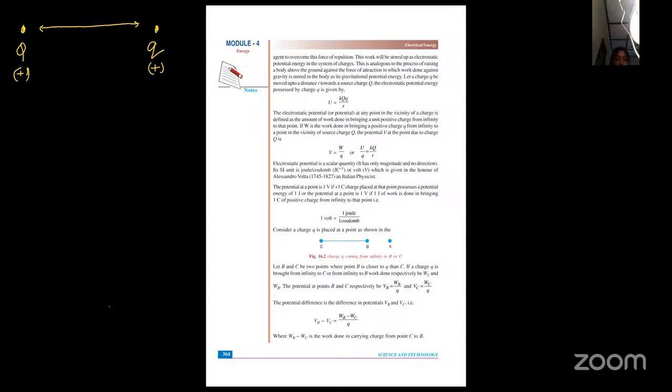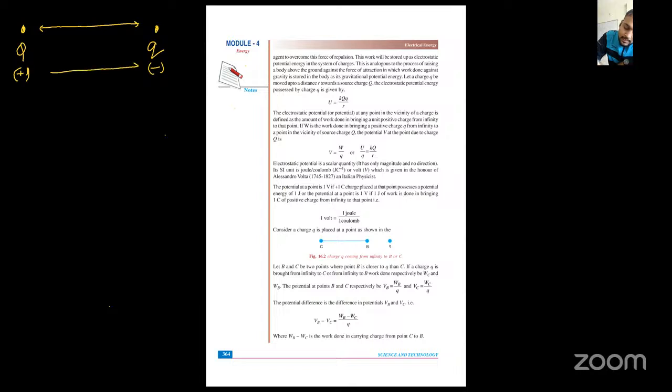Repulsion. So they will have force now. And if I make this a plus and this a negative, what will they have? Negative force, I mean attraction force, or positive repulsion force. Attraction.